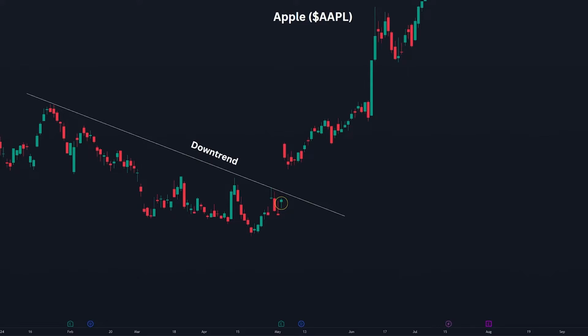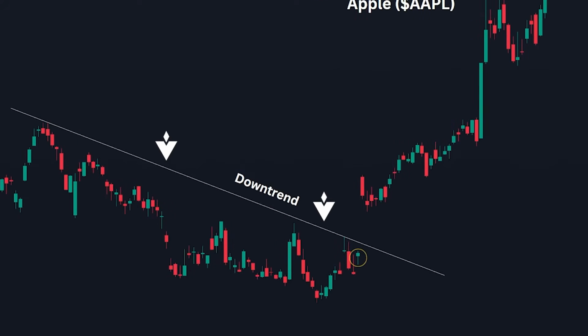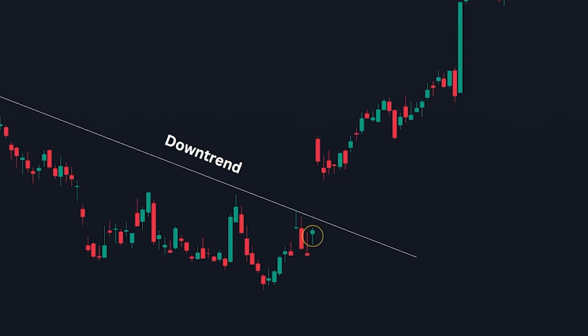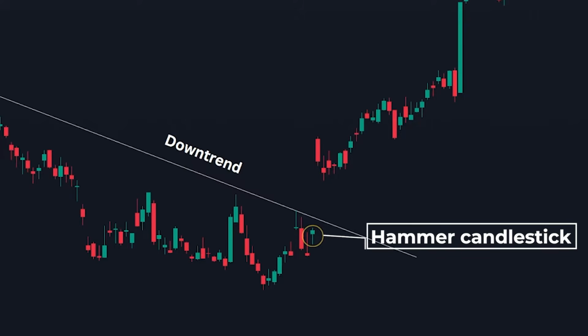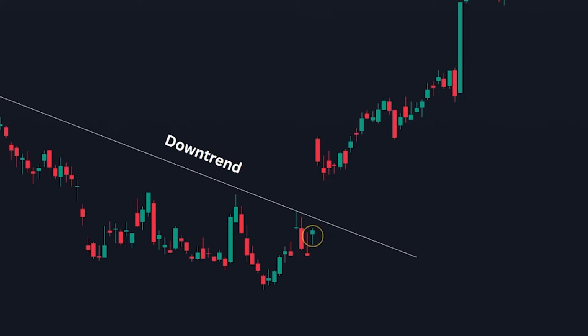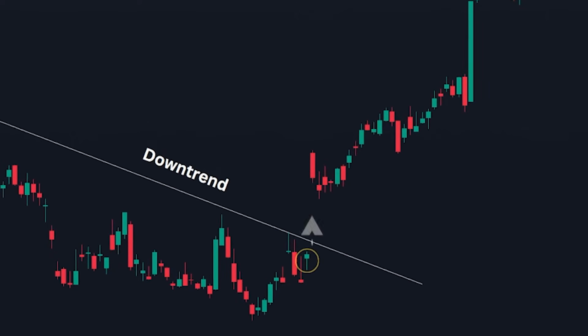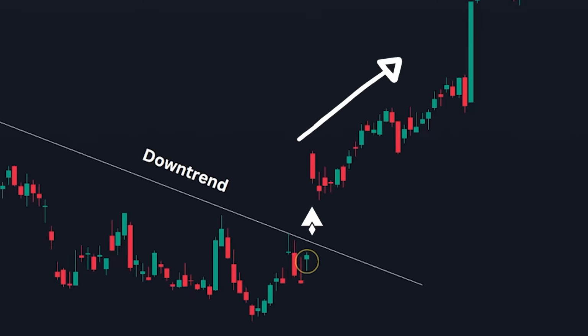Let's take a look at an example. You can see the daily chart of Apple. Notice how we were in a downtrend, highlighted by the white line. Then take a look at the highlighted candle. It's a hammer candle that appeared near the bottom of the downtrend. What happened next? The stock price shot up, gapping higher, and then continued to move higher in an uptrend. This shows a classic bullish trend reversal.